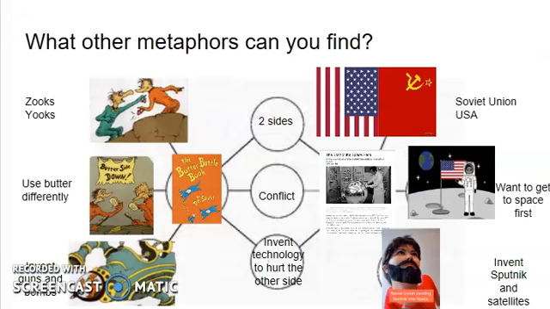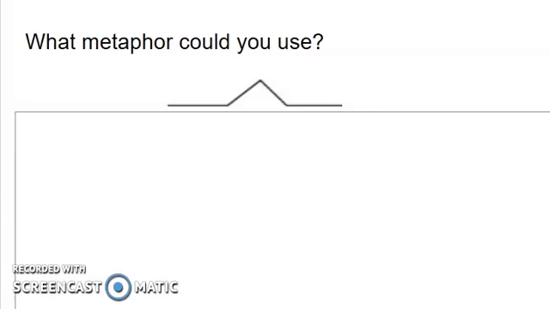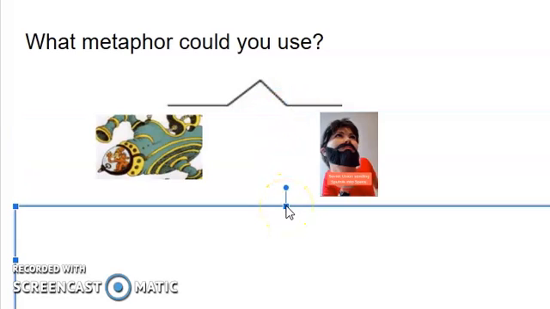Now, what other metaphor can you find? Look down here. Think about what metaphor you can make with these two differences. The similarity is that in both texts, the sides invented technology to hurt the other side. So what metaphor could you use? So for these two pictures, the sides are inventing technology. What metaphor could you use?